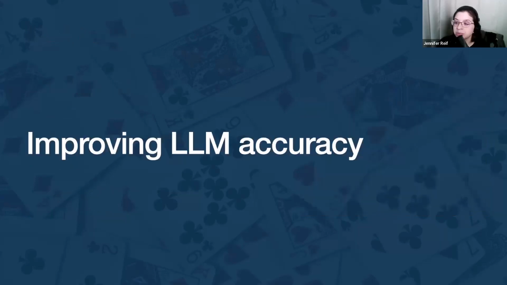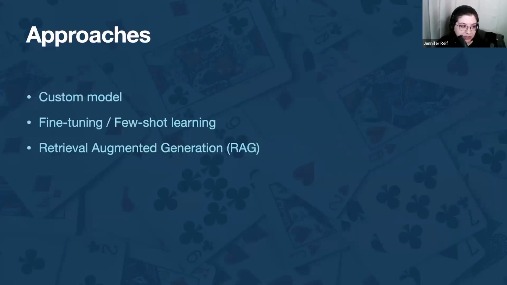Okay, so how do we improve the LLM accuracy? We've talked a little bit about that, and that's at least the biggest issue right now at this point in time. So there's a few different approaches to that. You can build your own custom model, but again, we talked that's very expensive, very time consuming. So not the most approachable option out there.